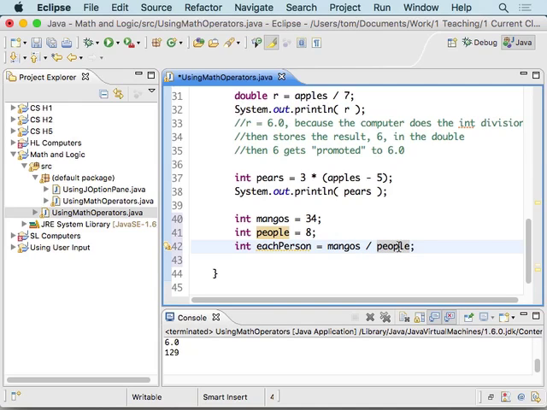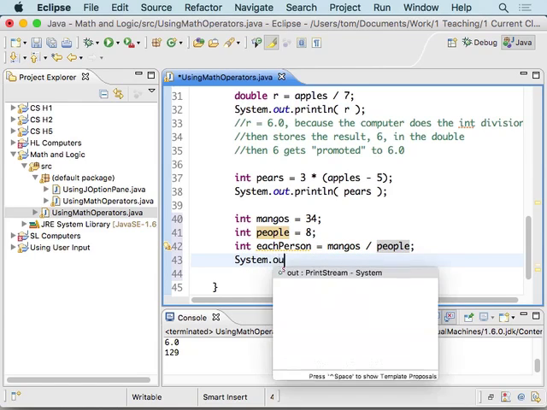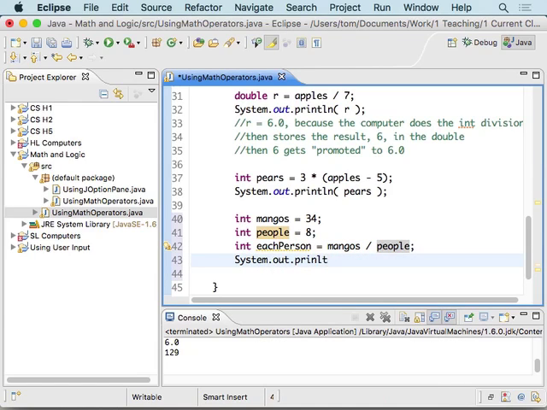Is that idea making sense so far? Okay, so let's print out each person gets each person. All right. So we got a bunch of other stuff there. Each person gets 4 mangoes.